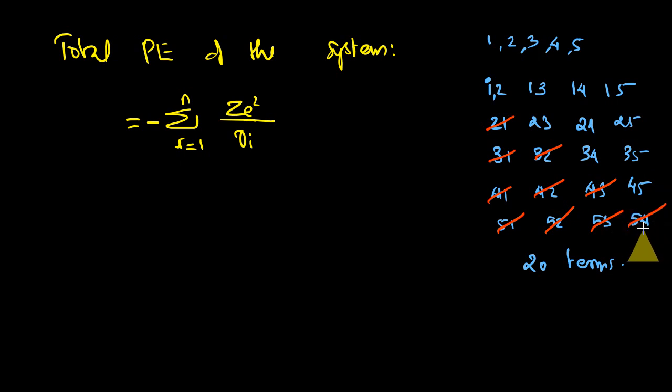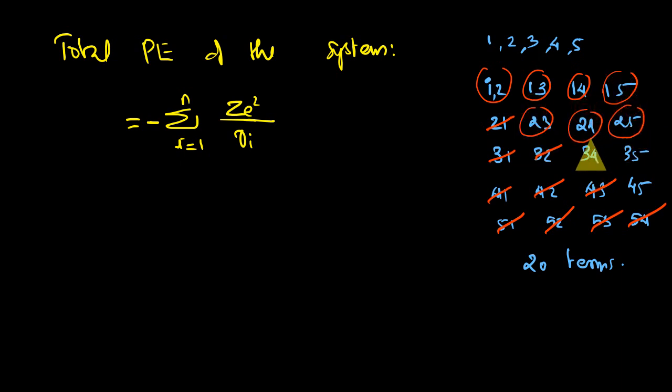Okay. So we have cancelled some of these terms from these 20 terms because they are just repetitions and we don't need to count them. So how many are there? How many unique repulsive potential energy terms are there? 1, 2, 3, 4, 5, 6, 7, 8, 9, 10. These are the unique repulsive potential energy terms.